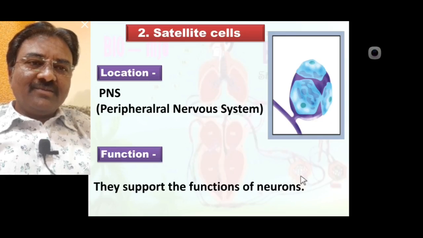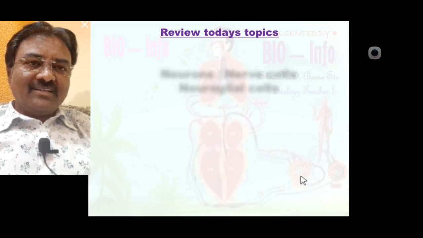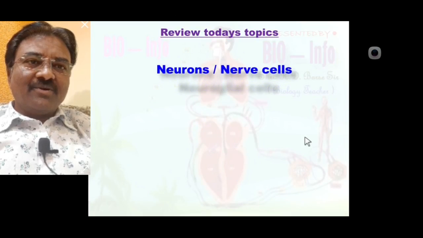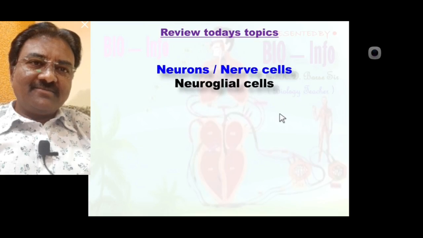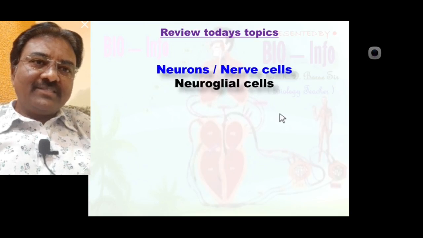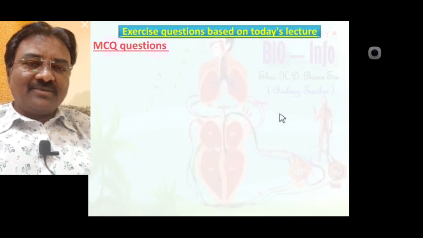Now, hope that you understood everything. Up to this, today's lecture is completed. Review of today's topic: we learned in today's lecture about neurons or nerve cells, and also neuroglial cells. On the basis of today's lecture, some exercise questions are noted here.